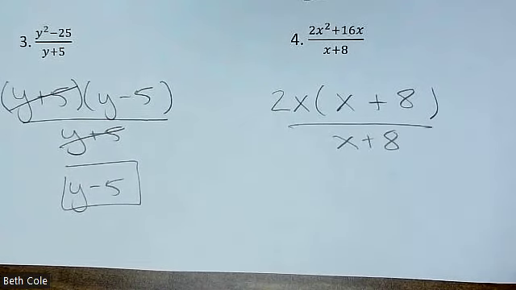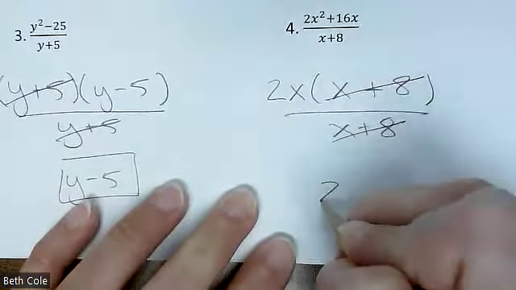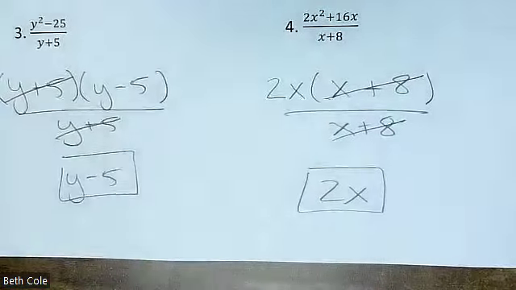So when we're done with this, we're going to play a game, and then you'll have the rest of the time to do your check your understanding. And so these cancel, and your answer is 2x.